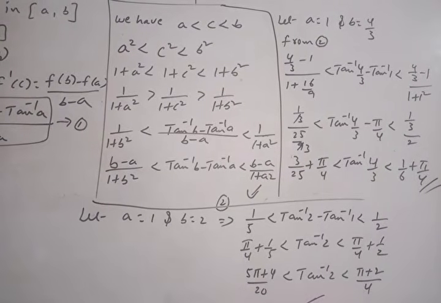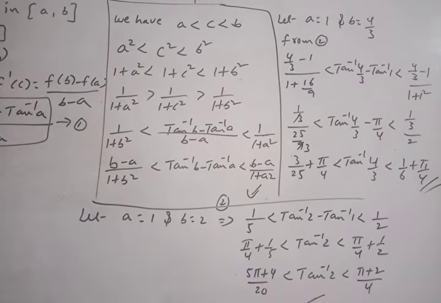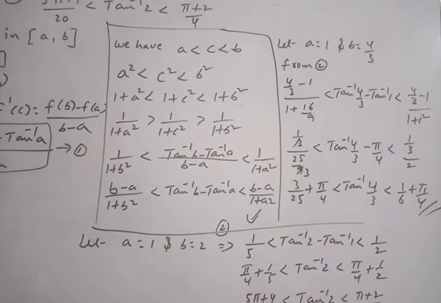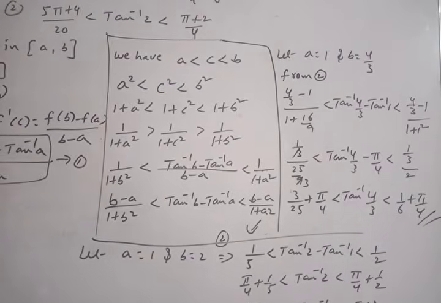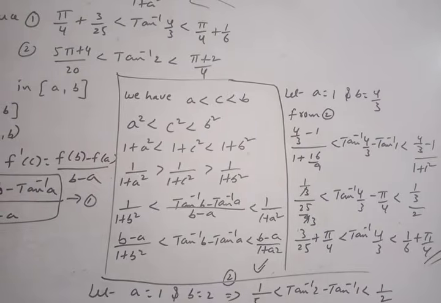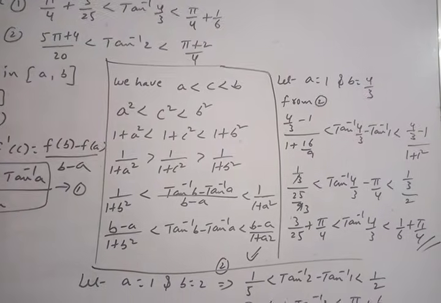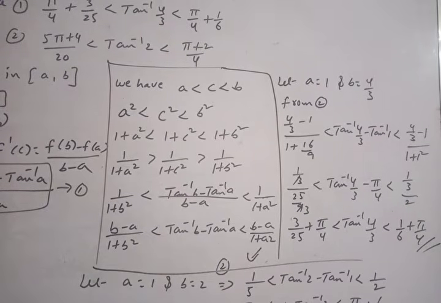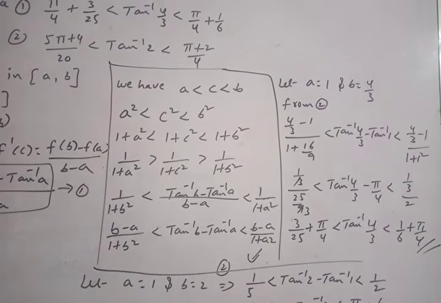Understand here? It's a little bit of a big problem, so that's why this board is insufficient. Like this you need to solve these problems. In the first case you have to substitute a is equal to 1 and b is equal to 4 by 3. To deduce the second bit you need to substitute a is equal to 1 and b is equal to 2 here. Okay, fine. Next problem.